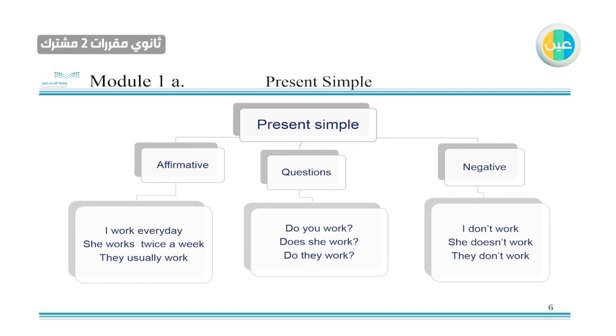Number 2, she works twice a week. Does she work twice a week? She doesn't work twice a week. This is just a reminder. If you have the verb work, the helping verb will be do. If you have the verb works, the helping verb will be does. You use that in the question and in the negative. This is just a reminder, okay?